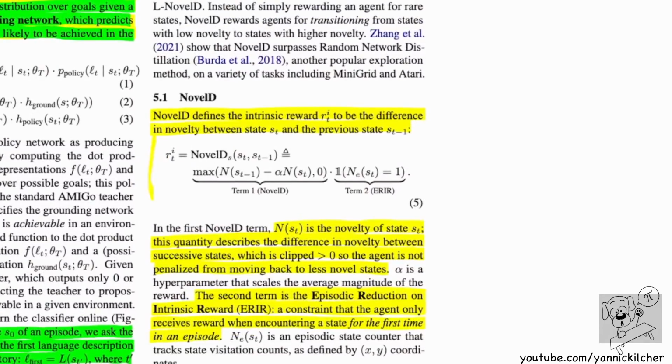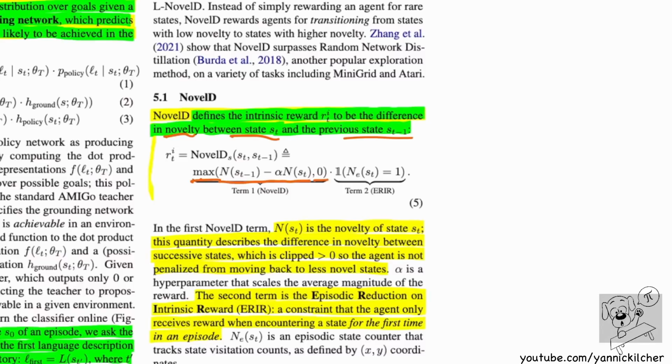So the novelty algorithm is a little bit different. It defines intrinsic reward to be the difference in novelty between a state and the previous state. So there's this notion of novelty, and we're not going to take that by itself. We're not going to give the agent a reward simply for achieving whatever we call novelty, and we can define novelty in whatever way we choose. What we do is we give the reward if the agent transitions from a state of low novelty to a state of high novelty. Okay, and so that's this thing right here.